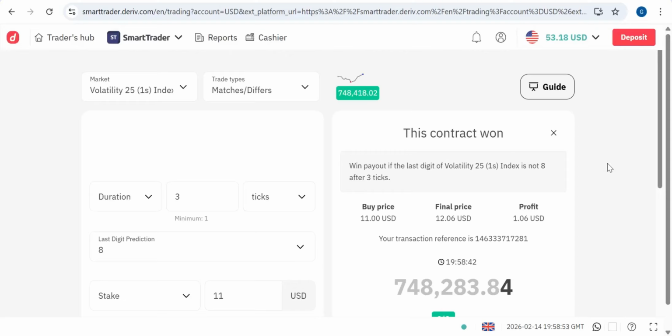You can actually make a lot and a lot of money by just starting as low as 11 USD. You can actually raise up all this money. So I only had in this account about 11 USD, and I've raised it to 53 USD.